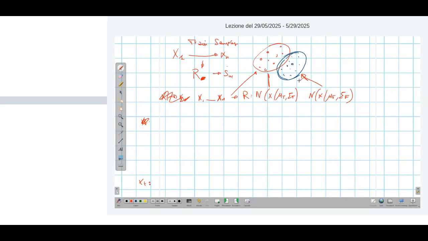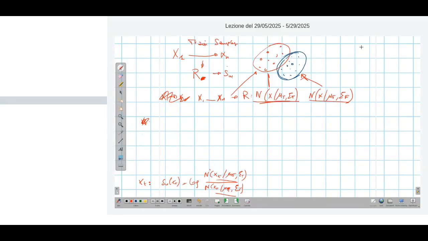Then, at test time, what do we do? We compute the uncalibrated score for the test sample, the logarithm of the ratio of N of xt given mu t, sigma t, and let's put an N because it's a normal, which are these two. And this is our uncalibrated score.